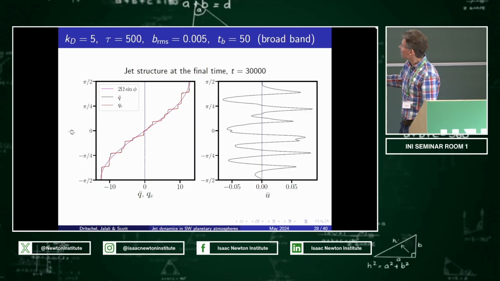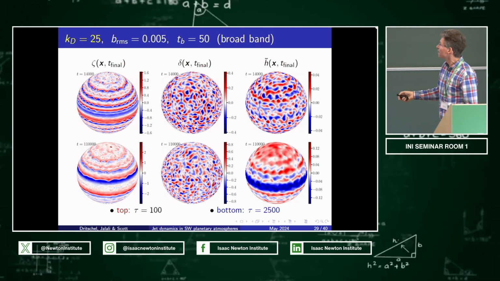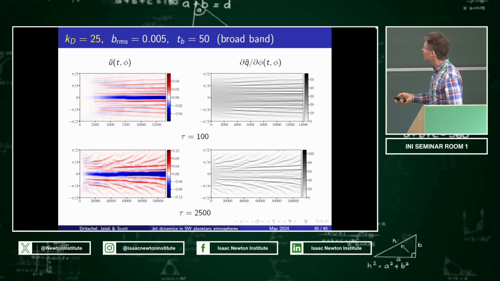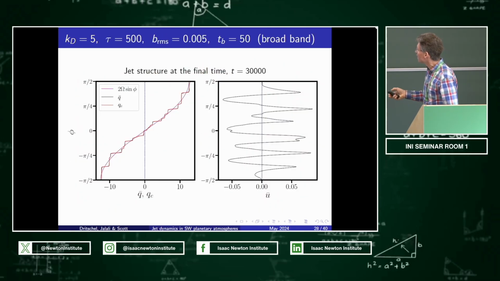And here they are. The jet structure is sort of similar to the, oops, which way am I going here? No, wrong way. There we go.